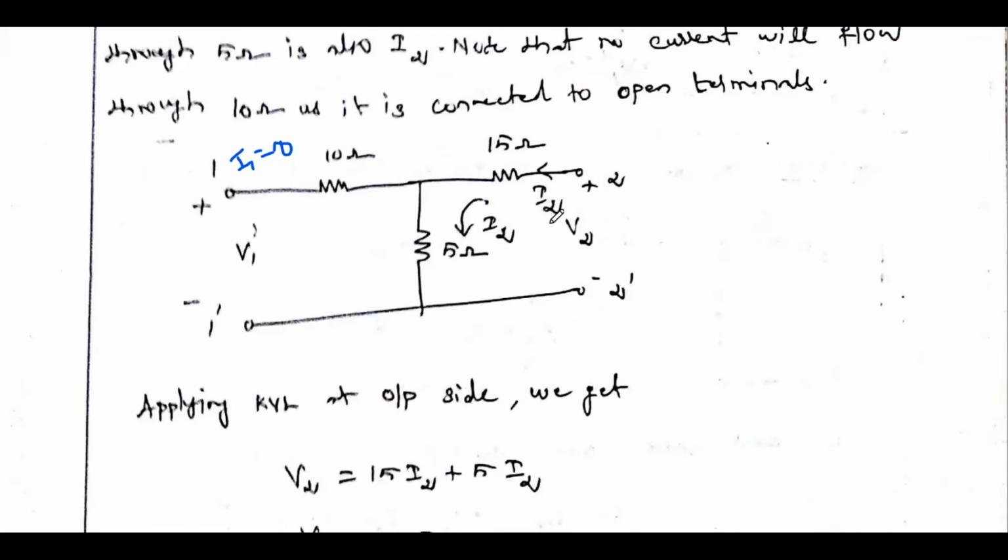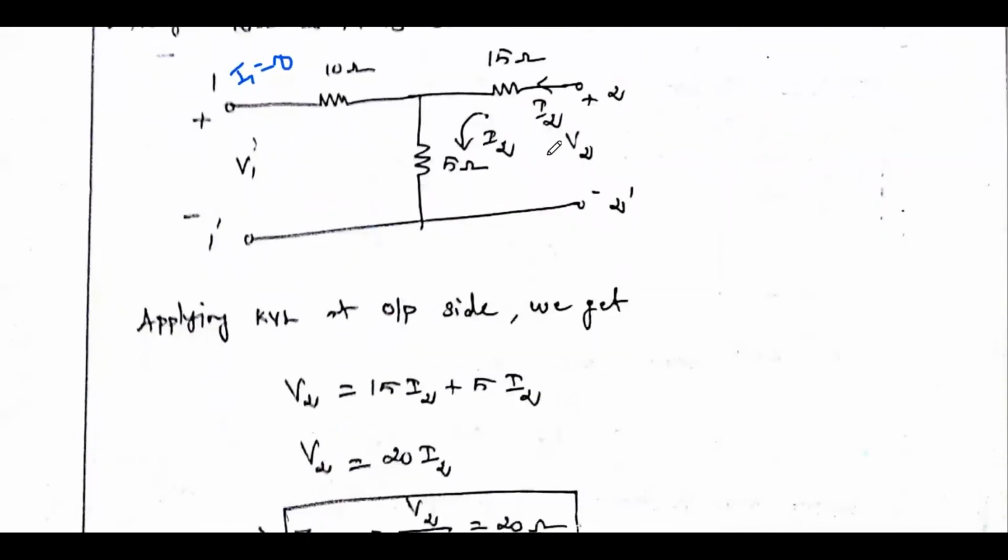Okay, so at the time, only the current I2 is flowing here. That's why there is a formation of closed loop in the second port only, not in the first port. Using this, similar to the previous one, we have to write the KVL equation and calculate the Z12 value and Z22 value.